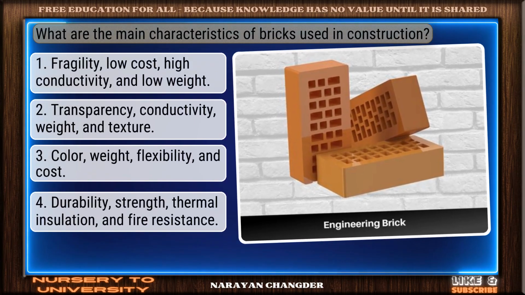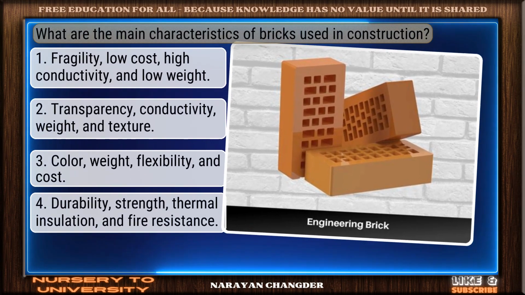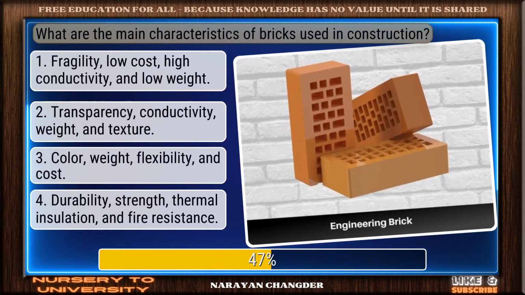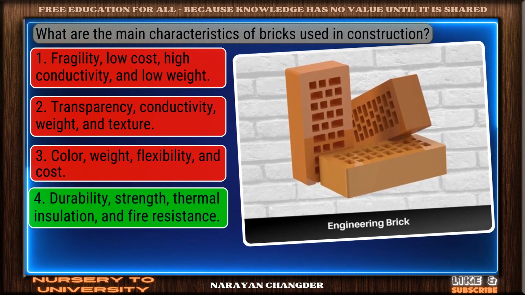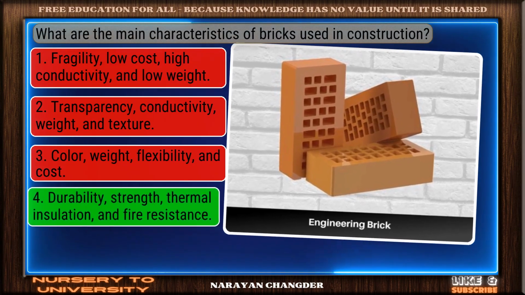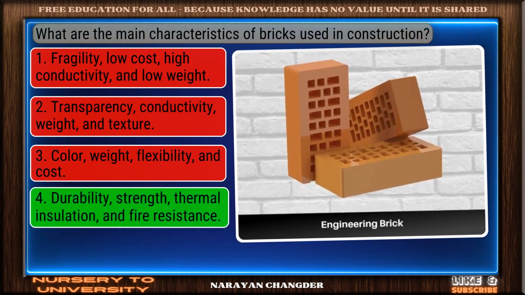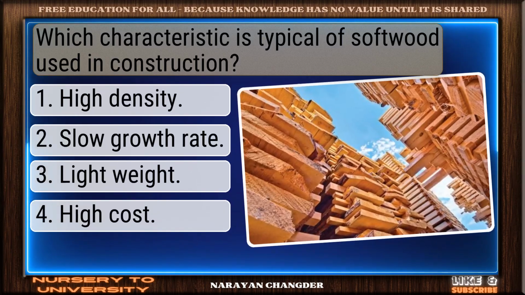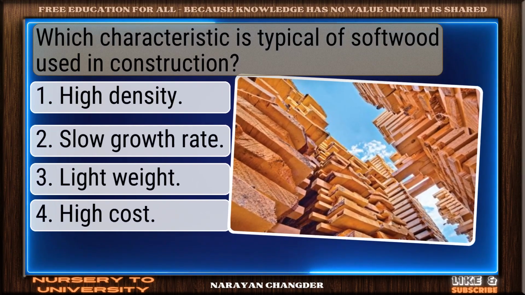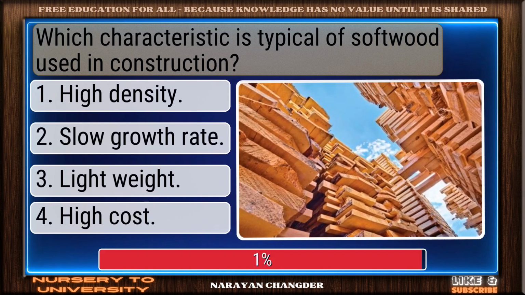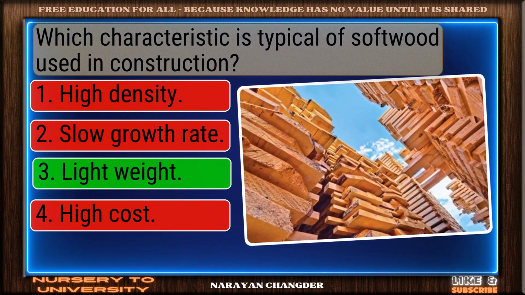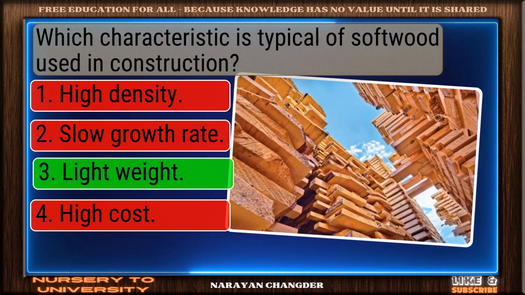What are the main characteristics of bricks used in construction? Excellent. Durability, strength, thermal insulation, and fire resistance is a brilliant choice. Which characteristic is typical of softwood used in construction? Perfect. Lightweight is the correct choice.